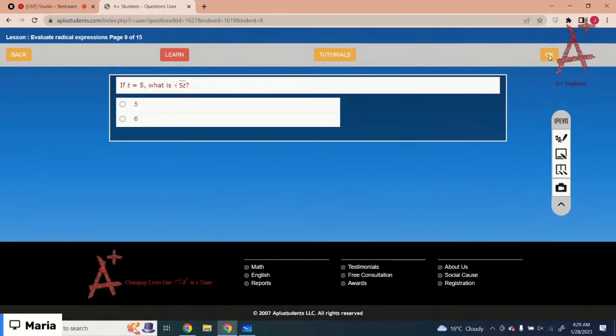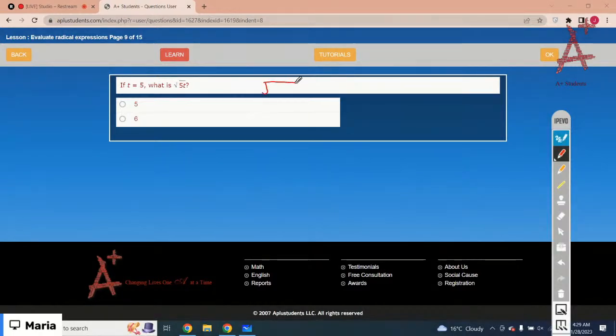Okay, the next one is if t equals 5, what is the value of square root 5t? You have to replace the t with 5. So it would be 5 times 5. You can write 5 times 5 as 5 squared. And the square and square root are opposite to each other. They can cancel each other. Got it? So you are left with 5. That means when t equals 5, the value of square root 5t equals 5.